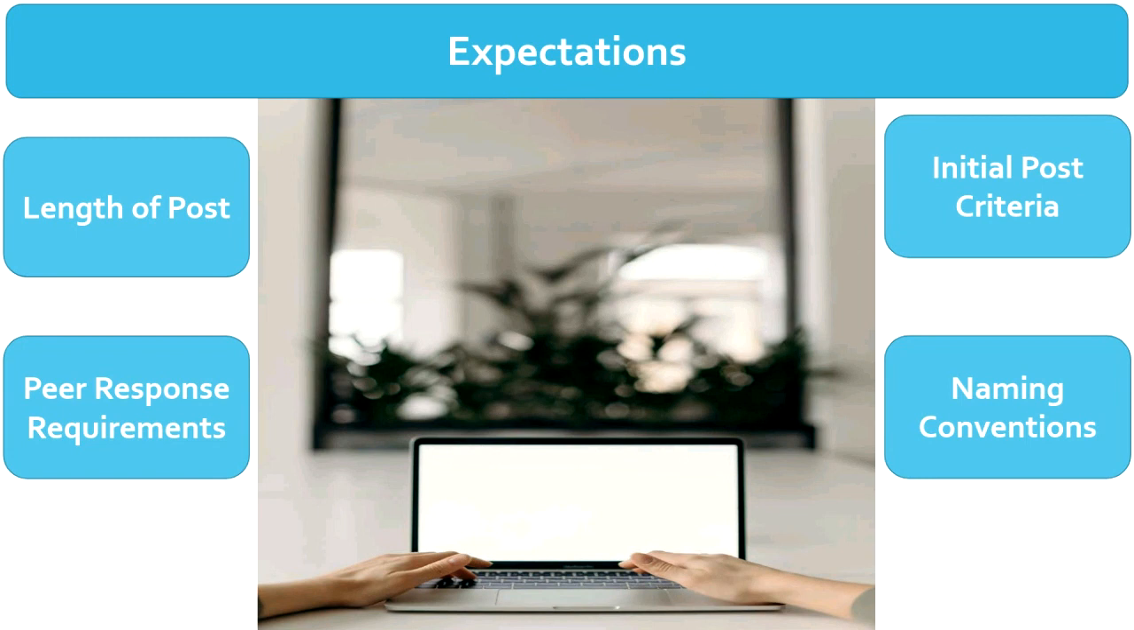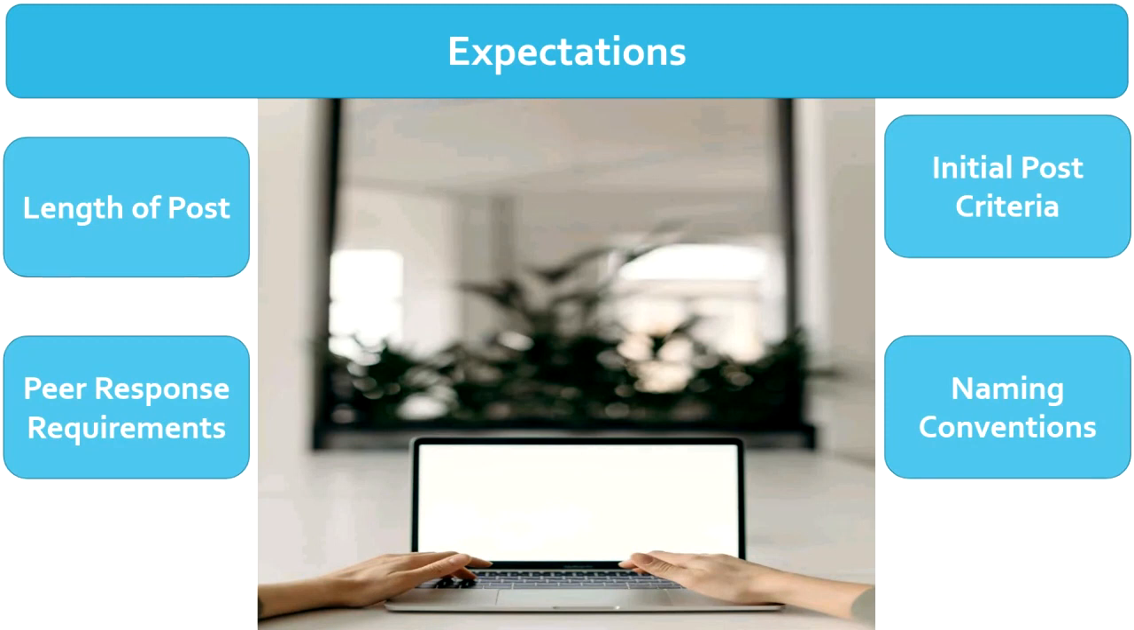That way, again, there are clear expectations for the student. There's no gray area. There's no "I don't get it." I know this post needs to be between 350 and 400 words. So that helps with expectations.